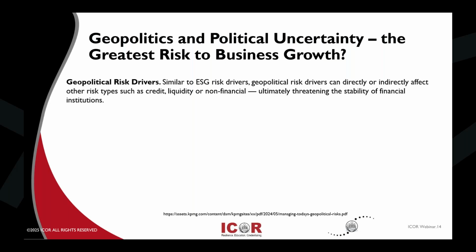So if we're looking at the fact that even KPMG is saying that this might be the greatest risk to business growth, what they're suggesting is that we look at geopolitical risk drivers, similar to what you see in ESG, or environmental, societal, and governance risk drivers. These geopolitical risk drivers can directly or indirectly affect other types of risks, things that are non-financial, which can ultimately threaten the stability of financial institutions, but really any institution.